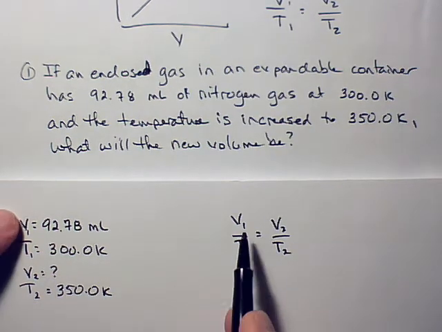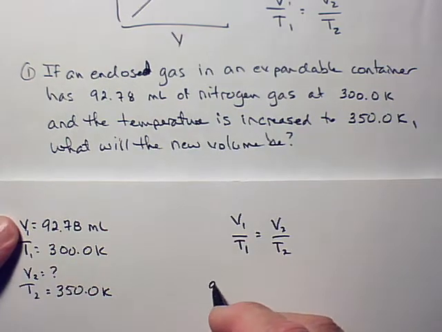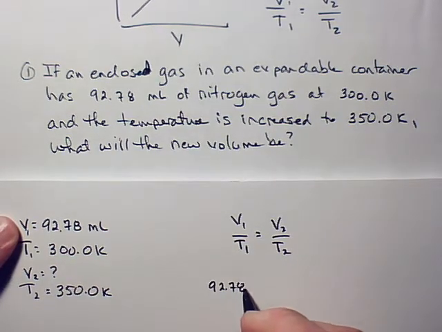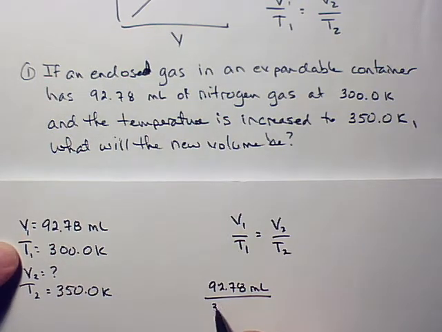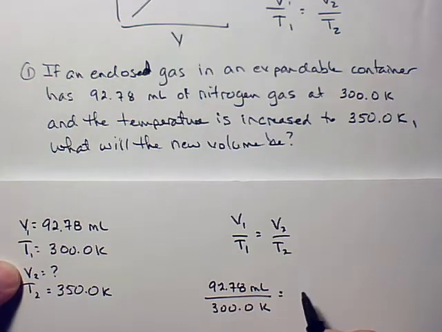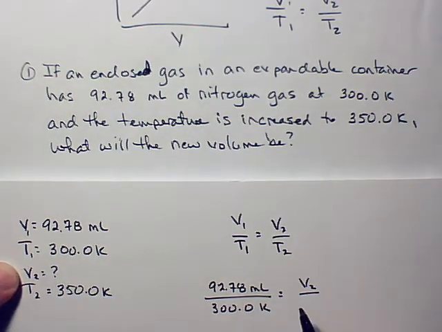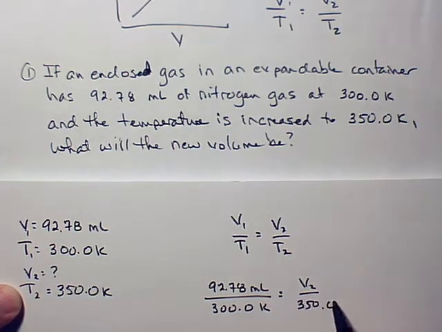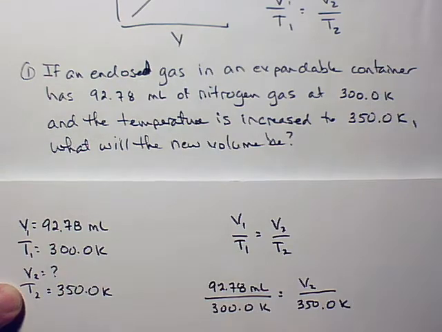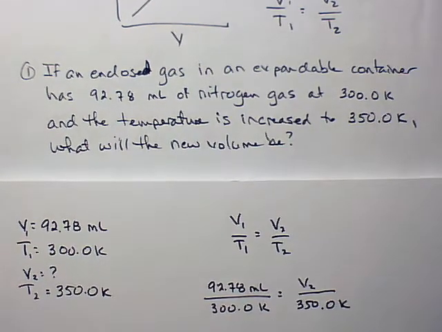All right? So V1 we know now is 92.78 milliliters. T1 is 300.0 K. V2, oh, we don't know what V2 is. So we're going to leave it alone, because we don't know what it is. T2 is 350.0 K. All right, next step, isolate the unknown.